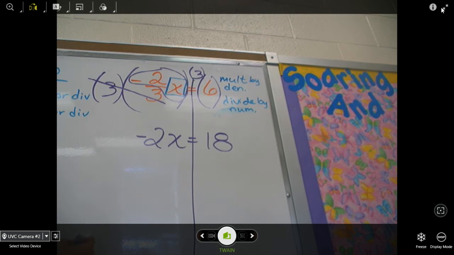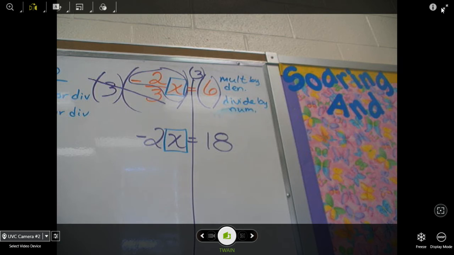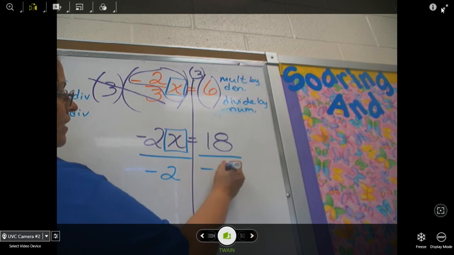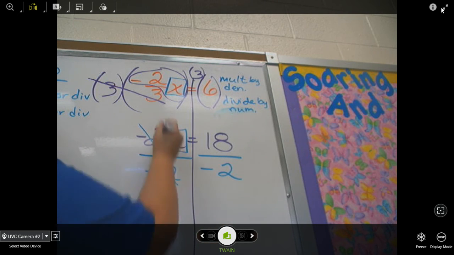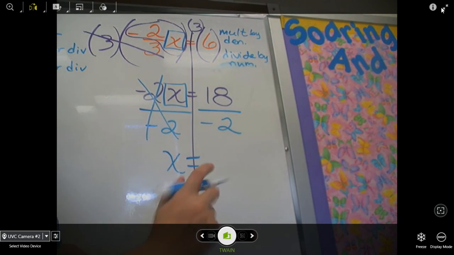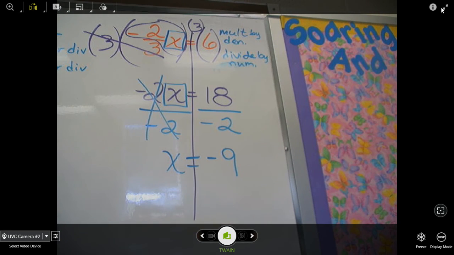Now remember, we're still quarantining. We got to social distance. So now I'm going to divide by that numerator. So I'm going to divide both sides by that negative 2. Those negative 2's cancel, leaving me with the x, which was the whole point. And then 18 divided by negative 2 is negative 9. Am I done? No. I have to do my check step.